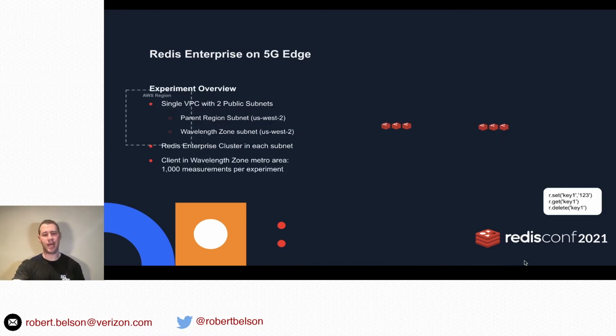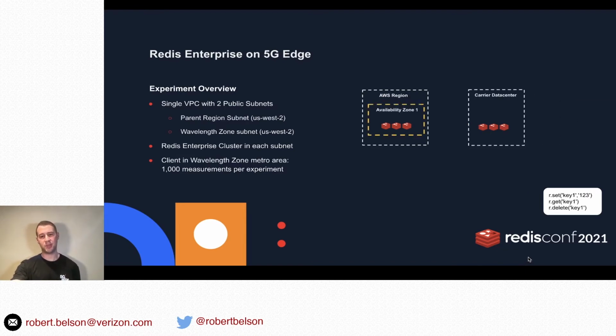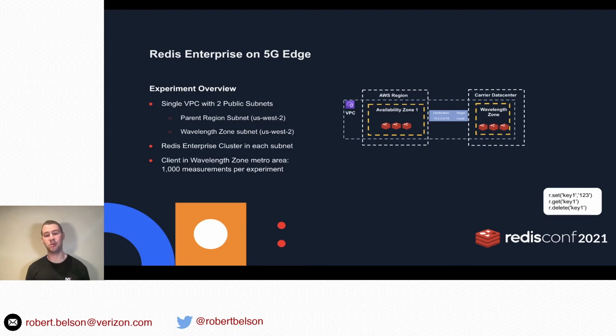So as we think about our reference architecture, what we actually built, we had 2 clusters because we really wanted to figure out how much more performant is Redis Enterprise at the edge versus Redis Enterprise today in what we call the parent region. So as we walk through exactly what we did here, what you're going to see is we have a single VPC that encapsulates the entire environment in both the, actually in this case, not Northern Virginia, we used US West 2, so the Oregon region, an availability zone in Oregon, but then an availability zone in the Denver Wavelength Zone.